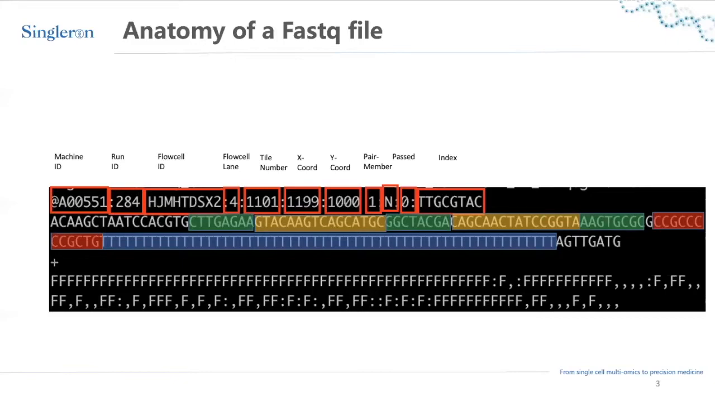and you have the index, and the index is just a multiplexing index. This is when you want to pool several libraries on the same flow cell. You use this index, a multiplexing index.